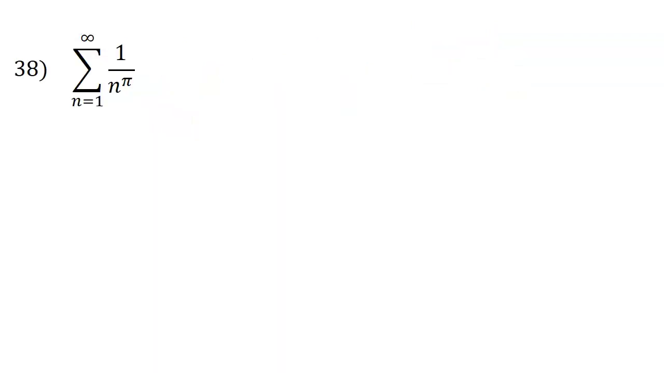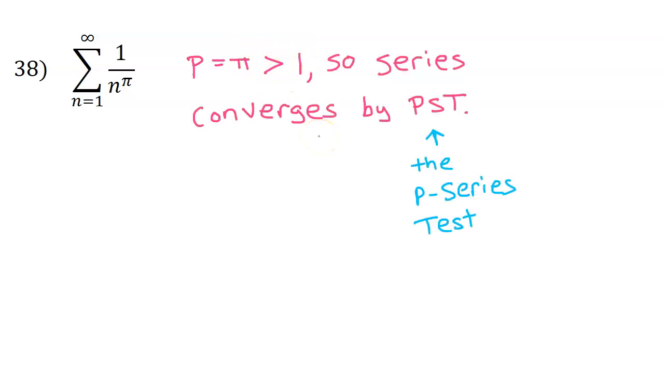Number 38 is a p-series where p is equal to pi. We must mention the significance, which is that p is greater than 1. Pi is approximately 3.14, which is obviously bigger than 1. So the series converges by the p-series test.